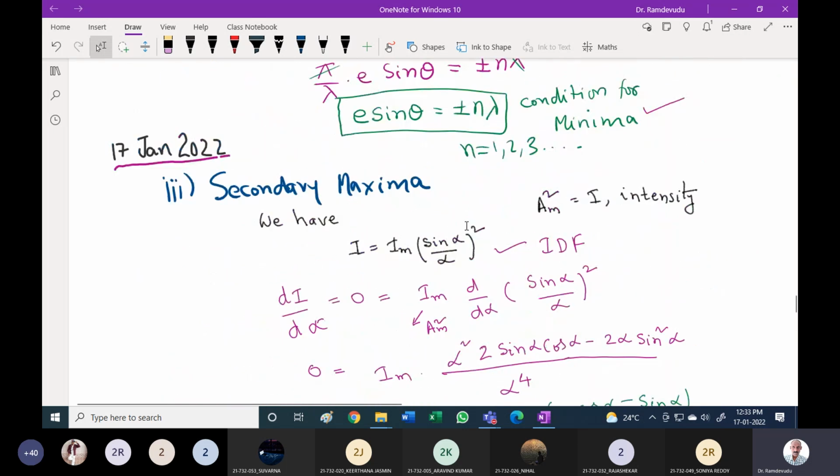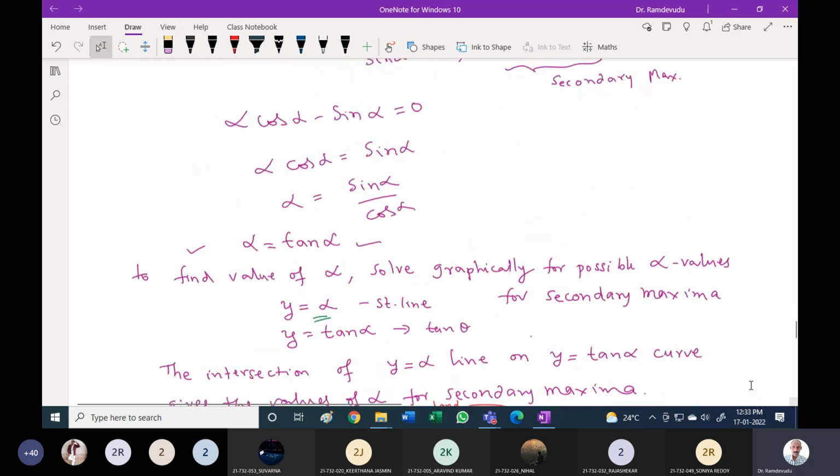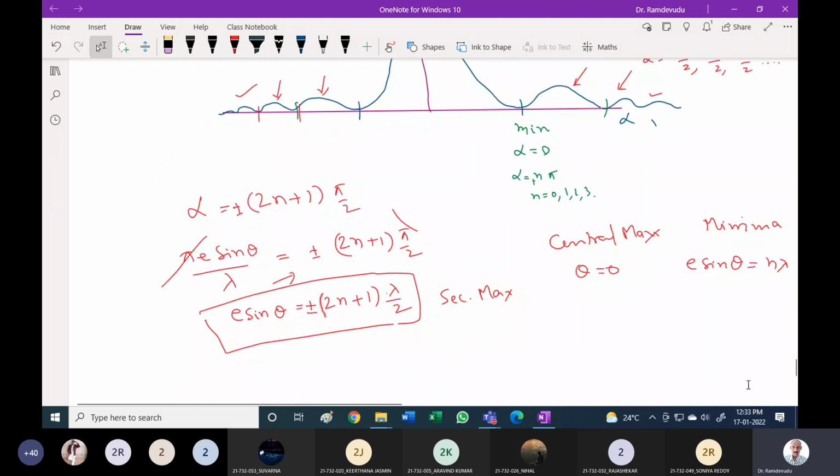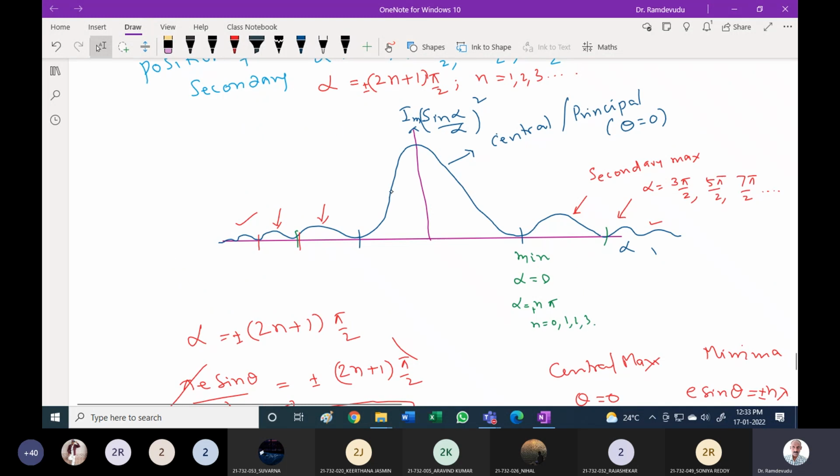So these are the three conditions for maxima, minima, and central maxima. e sin theta is equal to n lambda. If you want to put plus or minus, you can put plus or minus lambda. Here also I can put plus or minus. But if you see, the width of the central maxima is most important. This is called the width of the central maximum, or width of these maxima.